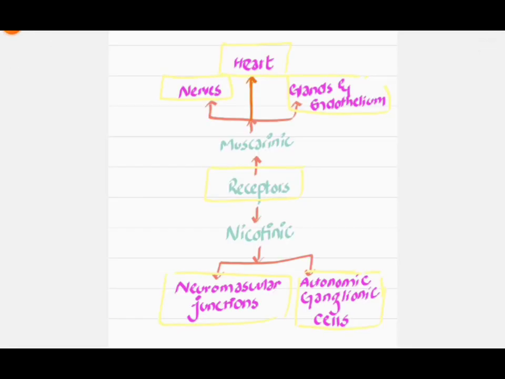Let's just recall the receptors of the parasympathetic nervous system. We have two kinds of receptors. Number one is nicotinic and the other is muscarinic. The nicotinic receptors are present in the neuromuscular junction and autonomic ganglionic cells, whereas the muscarinic receptors are present in the heart, in the glands and endothelium, and in the nerves.